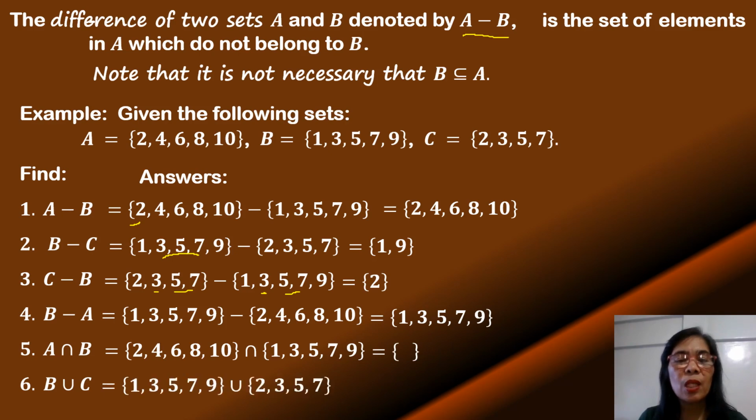B union C. So B has elements 1, 3, 5, 7, 9. C has elements 2, 3, 5, 7. Their union is the collection of all elements which are found either in B or in C. So we have 1, 3, 5, 7, 9, and 2 should also be included in the union. Okay?